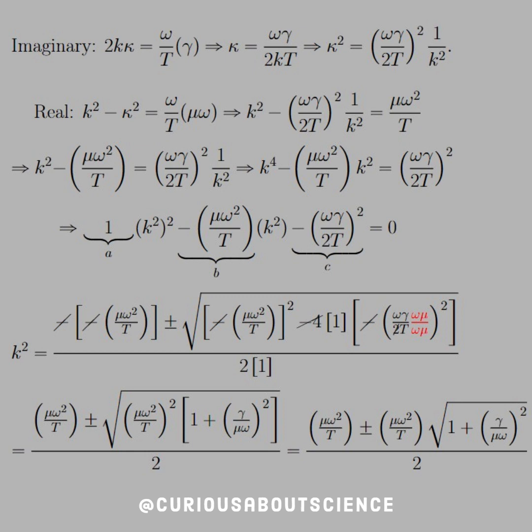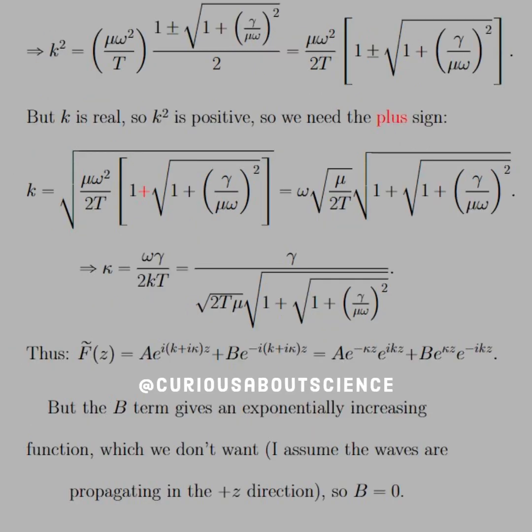What we do to try to facilitate easier algebra is highlighted in the red. Multiply by a factor of 1 in the form of omega mu over omega mu. And then simplify it through as much as we can. Pull that out, and let's go ahead and keep simplifying. Now we're left with a simplified form of mu omega squared over 2t bracket 1 plus or minus the square root of 1 plus parentheses gamma over mu omega squared.